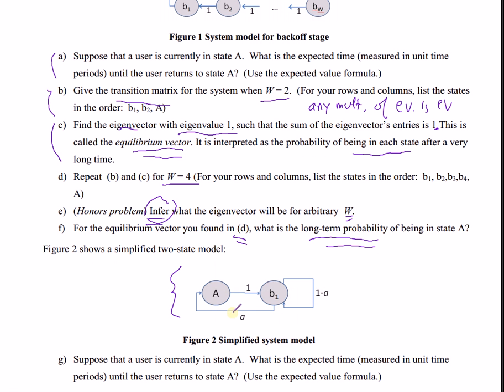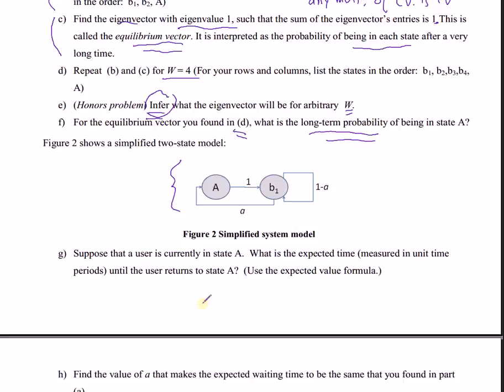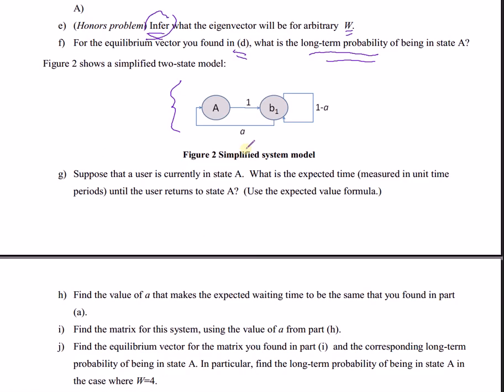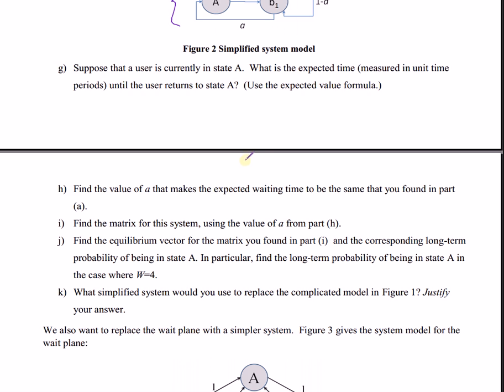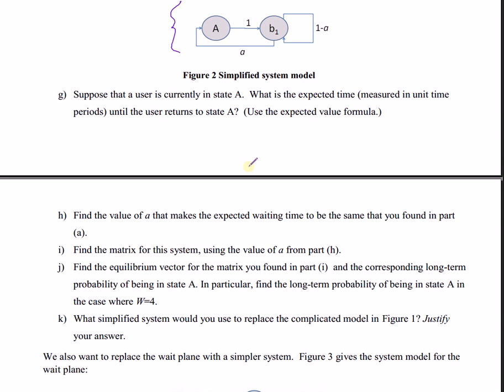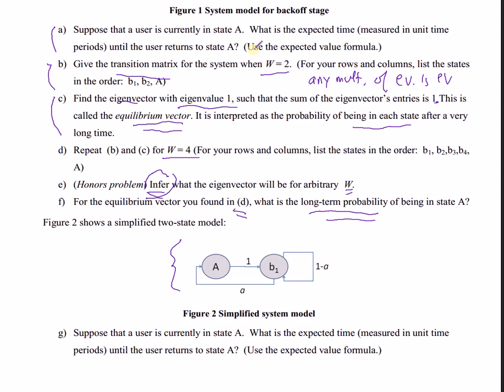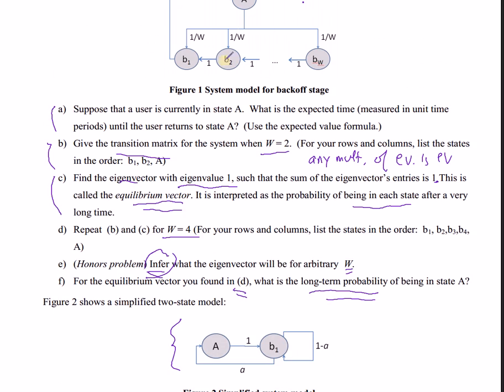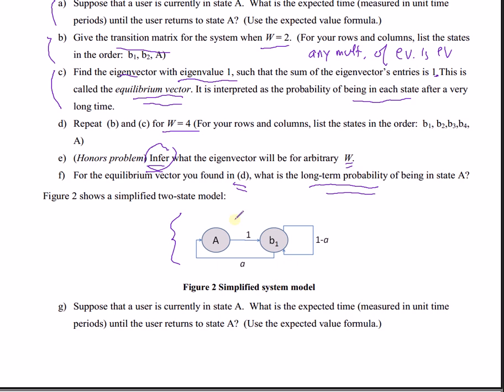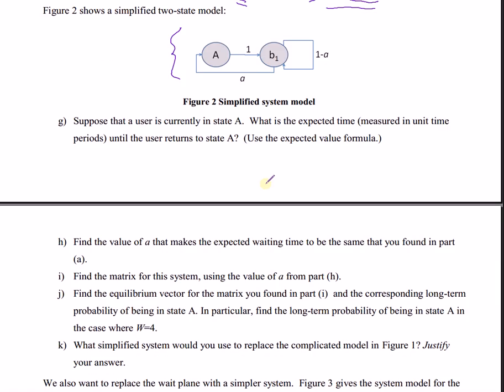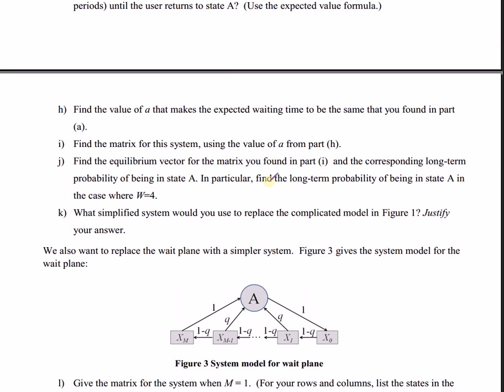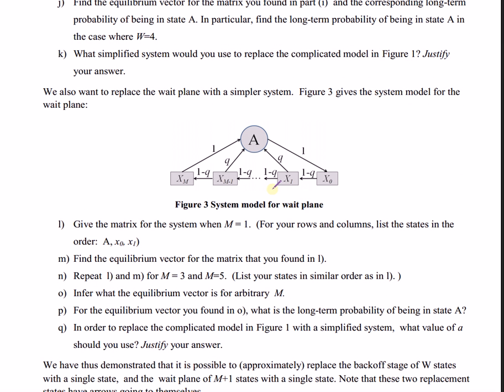Okay, so here you're supposed to do the same sort of computations for this simple two-state model. And then what I want you to do is figure out how to make this two-state model mimic most closely the behavior of this more complicated model. And eventually we're going to replace this more complicated back-off stage with this simple model. Okay. I'm going to do the same thing with the weight plane.